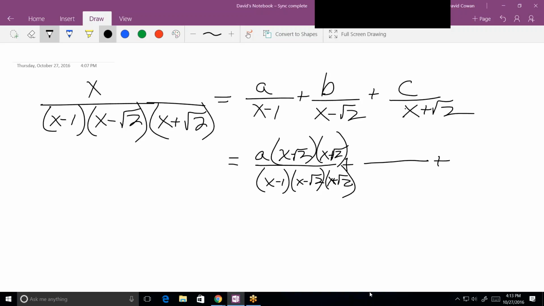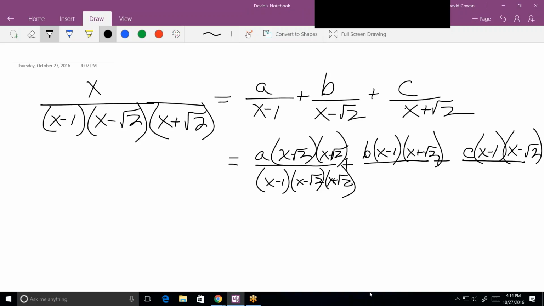And that same common denominator goes here, only the top's going to be b times x minus 1 times x plus root 2. And the third numerator is going to be c times the other two denominators, is what you always end up doing. Just to save time, so I'm not spending the whole session writing. And now once again, the denominator is going to be the same as this denominator, therefore this numerator has to be the same as x.